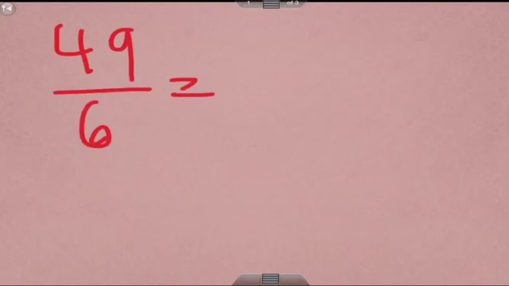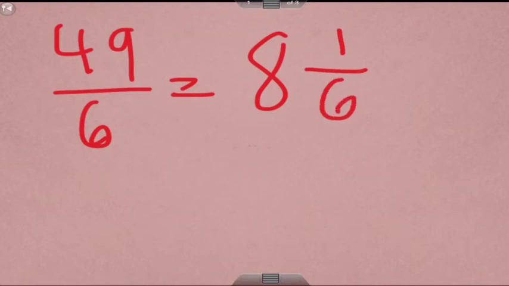So I have 49/6, and I say to myself, how many times does 6 go into 49? That's 8 times. What's left over? Well, 6 times 8 is 48, so I have 1 left over. So it's 8 and 1/6 is that answer.